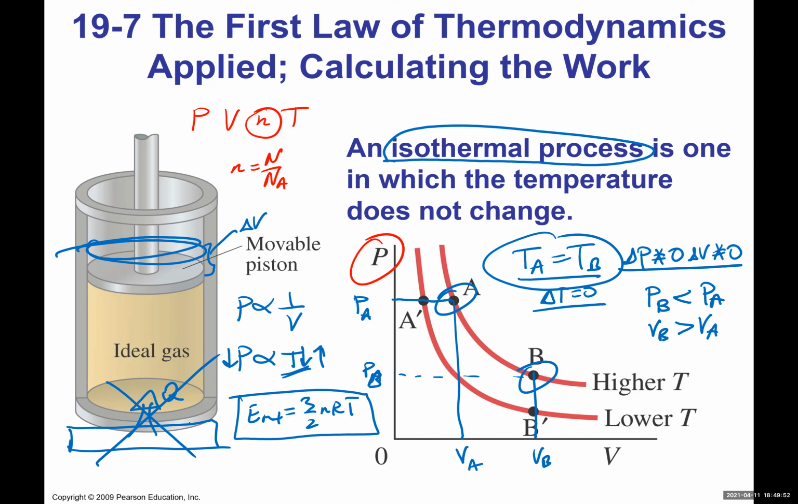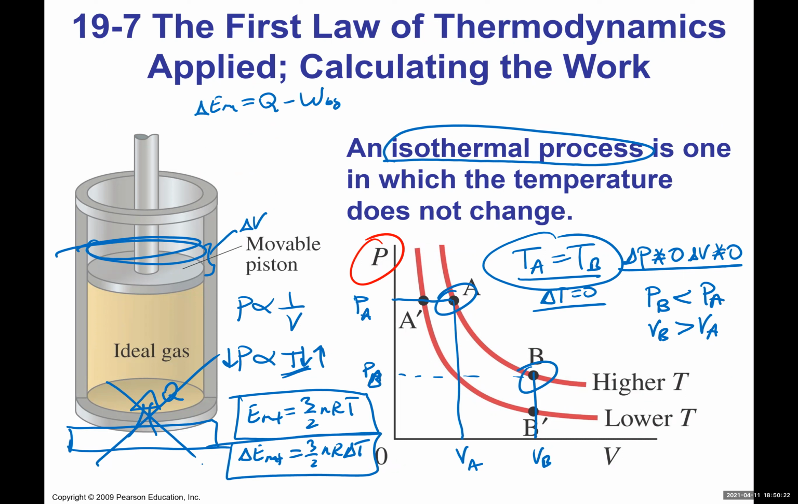And you can see that if I'm looking at change in internal energy, this is equal to 3 halves nR times change in temperature. So if I have an isothermal process, then my change in internal energy is equal to Q minus W, which is the work done by the gas. But according to this equation, where internal energy is equal to 3 halves nR delta T, well, if I'm going from A to B, my delta T is zero.